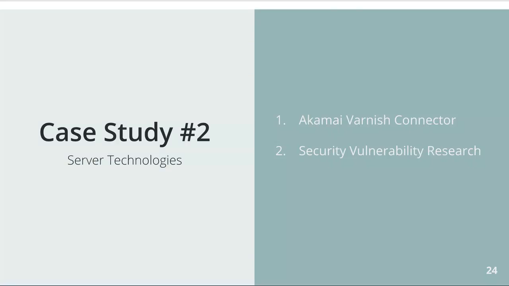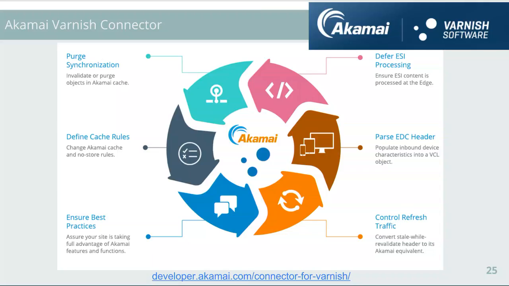So I want to talk about another case study around server technologies. One is the Akamai Varnish connector, which, if you've talked to our friends at Varnish over in the booth over here, you've probably seen the great things that they're doing. And also about server vulnerability research. The Akamai Varnish connector allows you to essentially control Akamai from Varnish at your origin. So it gives you that kind of bridge where you can create, within VCL, the ability to trigger certain types of events within the Akamai platform.